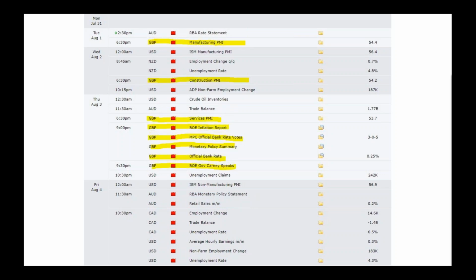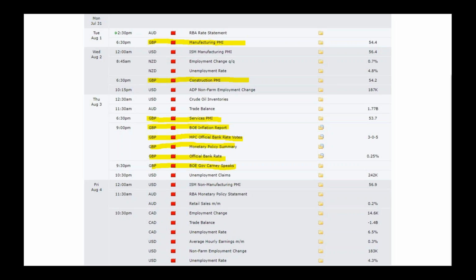Let's focus now on the sterling and the pound. We have a whole bunch of news from the UK: manufacturing numbers tomorrow, and Wednesday we have the construction PMI numbers, and then on Thursday we have their official bank rate decision. So will the UK increase rates? They have been talking about it.